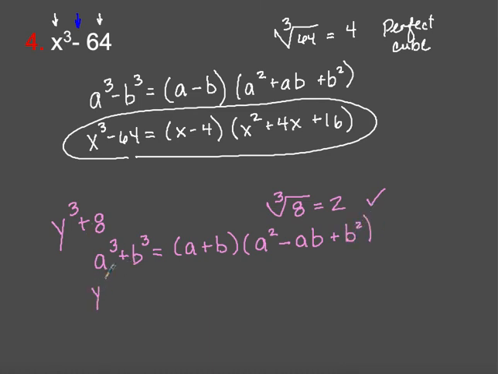So if I input here y cubed plus 8, that's going to give me y plus 2 when I cube root each number. Then I'll have y squared. I'll have minus 2y, and I'll have plus 4 because I'll have to square that second number. That will give me 4.